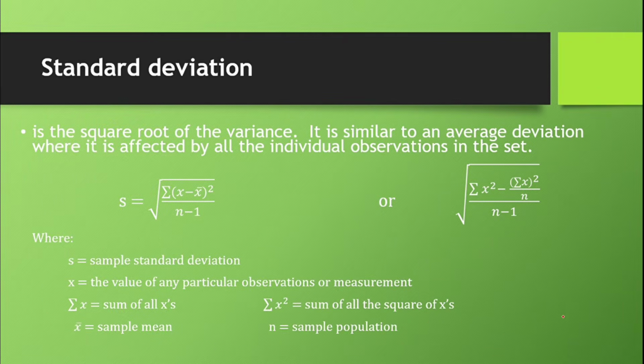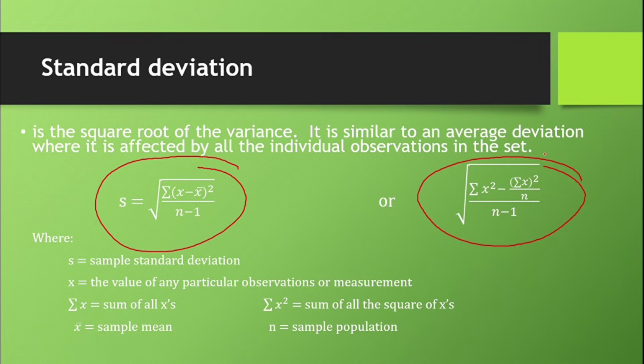Let's have the third one, which is the standard deviation. The standard deviation is the square root of the variance. It is similar to an average deviation, where it is affected by a small individual observation in the set. So we have here the formula for the standard deviation. Okay, this one. And this is the alternative way in finding the standard deviation.